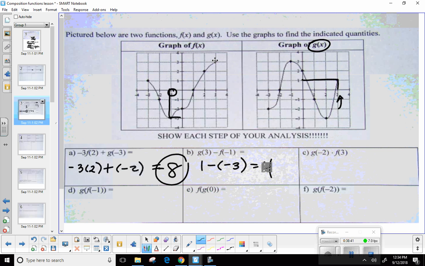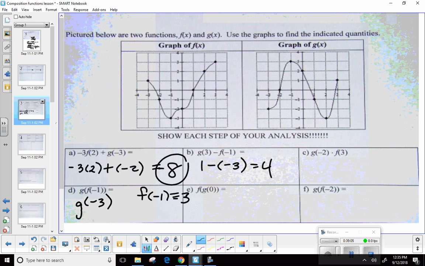Okay. Now, let's go ahead and at least get away with one composition on this before we get out of here. Let's try g of f of negative 1. So help me out. f of negative 1. Well, didn't we just find that? f at negative 1 was negative 3, right? So if f at negative 1 was negative 3, I'm going to plug that directly into the next function, just like we were doing before.